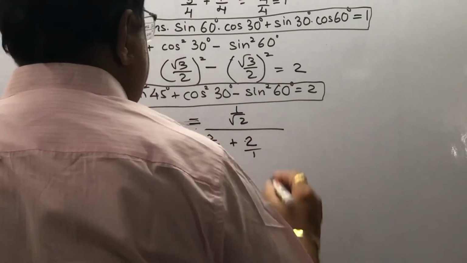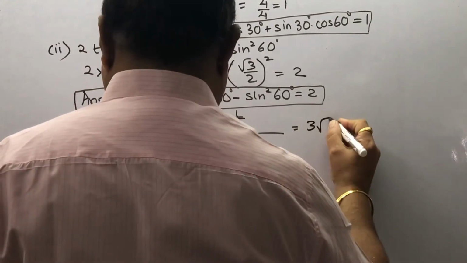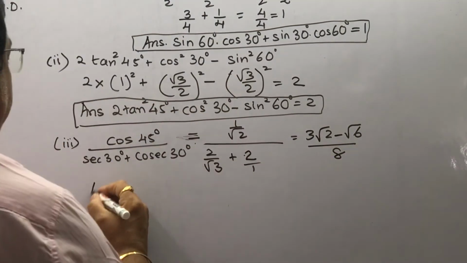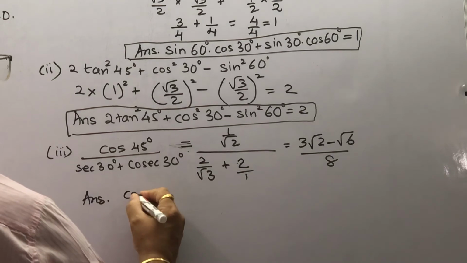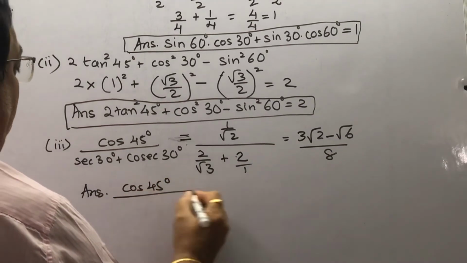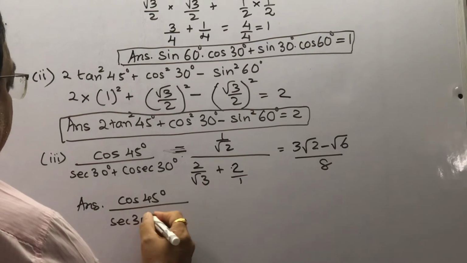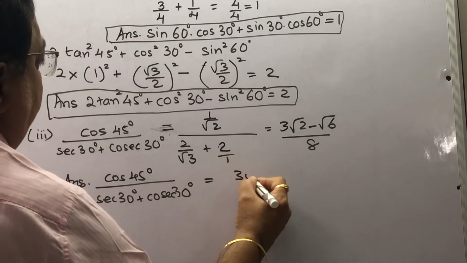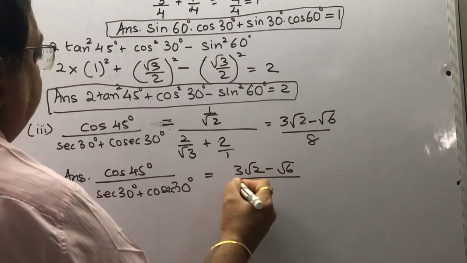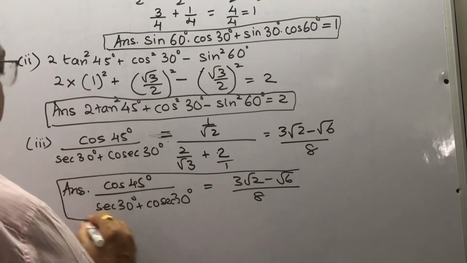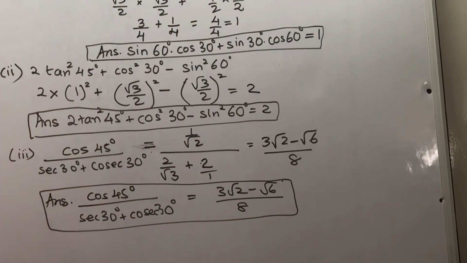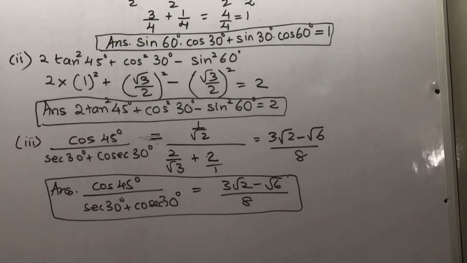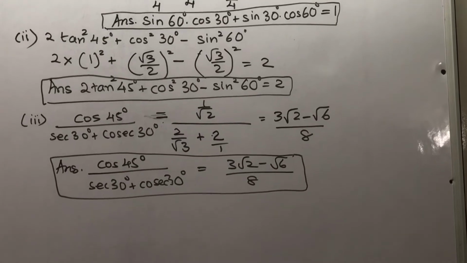So when we flip this and we multiply, we have 3 root 2 minus root 6 upon 8. So the answer: cos 45 upon sec 30 plus cosec 30 is equal to 3 root 2 minus root 6 upon 8 is my answer, and I square box it. You see? So this is how we solve a sum. So you see 3 subsums.